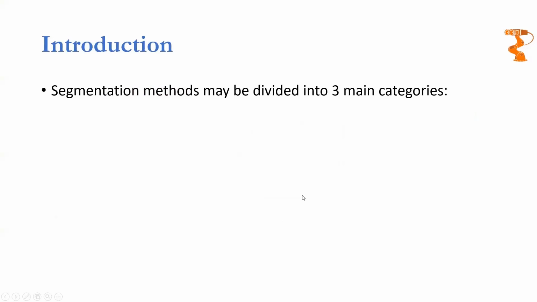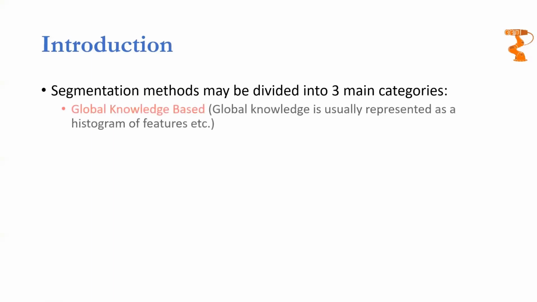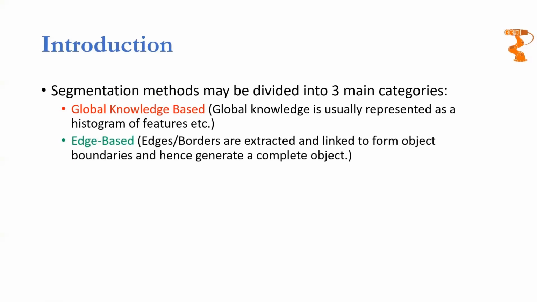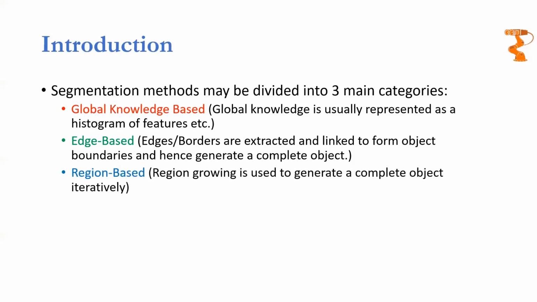So there are basically three main categories into which segmentation methods can be divided, and I'm going to go through these three main categories in a later lecture. The first one is global knowledge-based techniques. We are going to study what these are. The second one is based on edges. We will find some edges and try to segment out objects using the edges. And these edge-based techniques are augmented using another category of segmentation techniques, which is called region-based techniques.